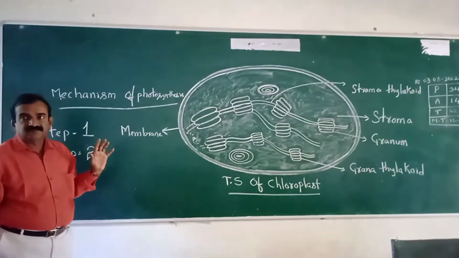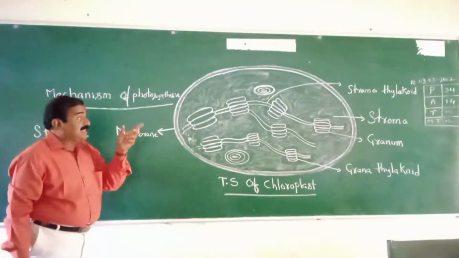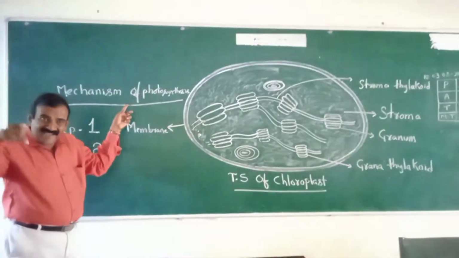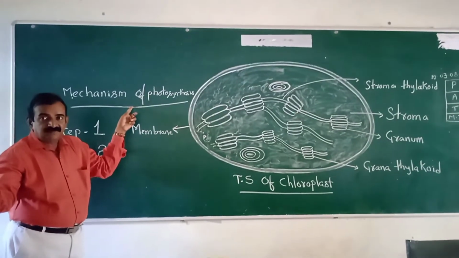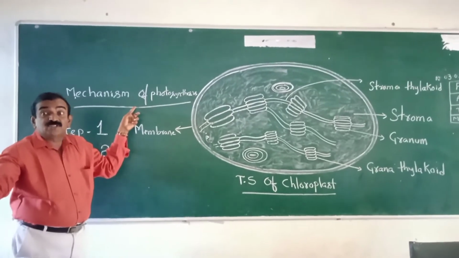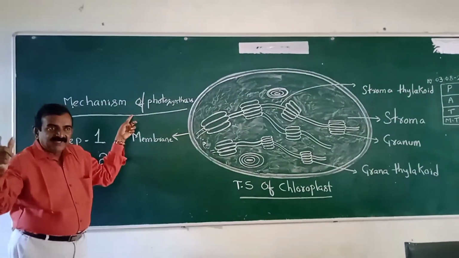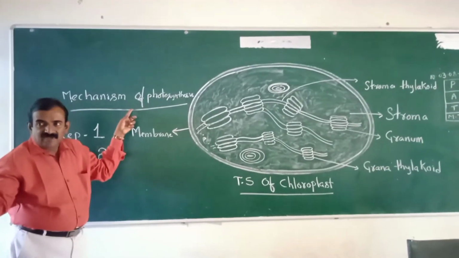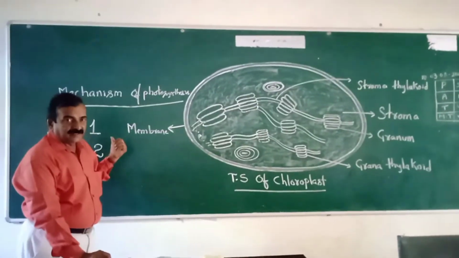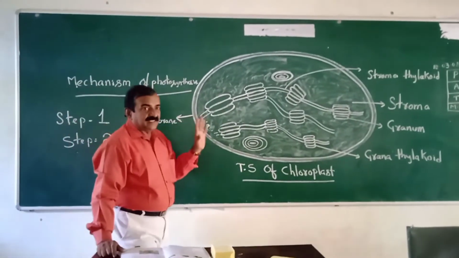Okay, now I am telling you, listen carefully, all of you. So this is the structure of chloroplast, and the mechanism of photosynthesis, page number 11, is of 2 types: light reactions and dark reactions, that is, light dependent and light independent. Light reaction is the photochemical phase, and dark reaction is the biosynthetic phase. They are the same. Now I am telling you step 1, that is the light reaction. In light reaction, light is used.